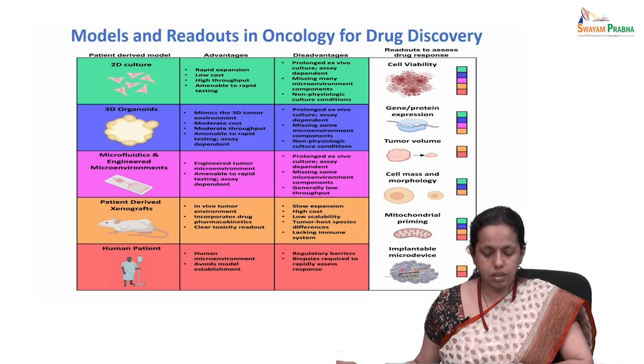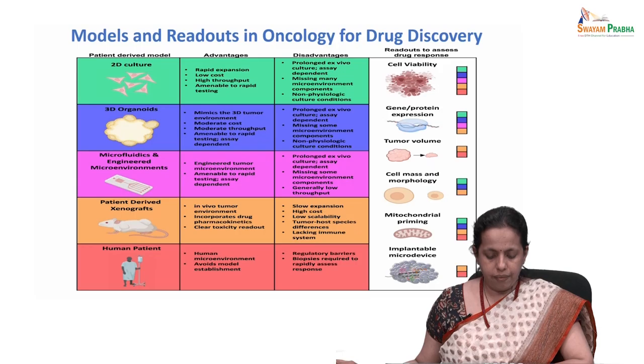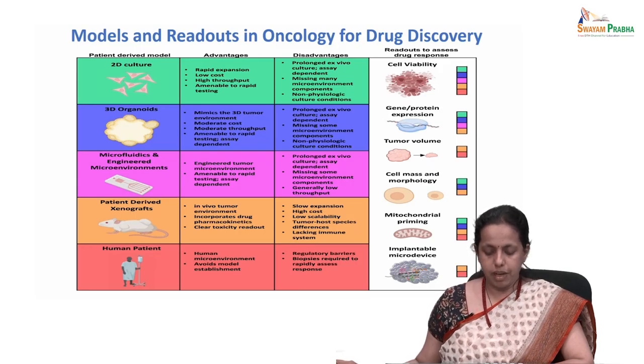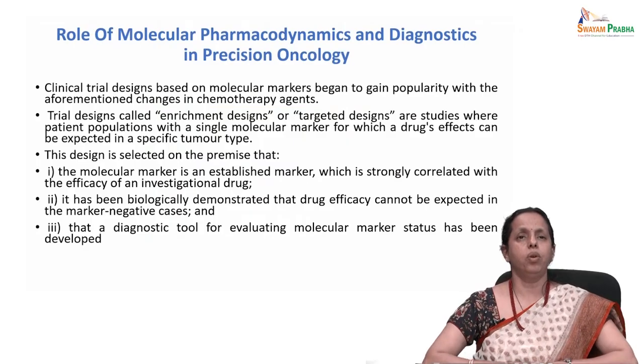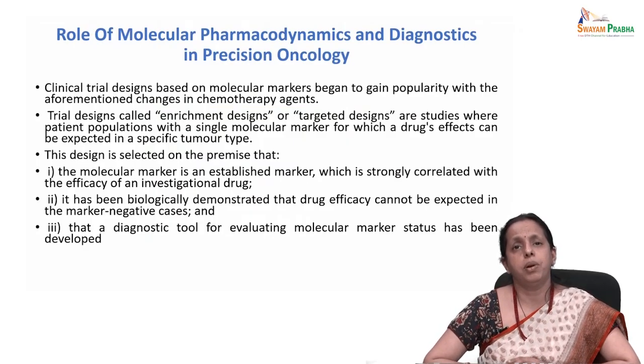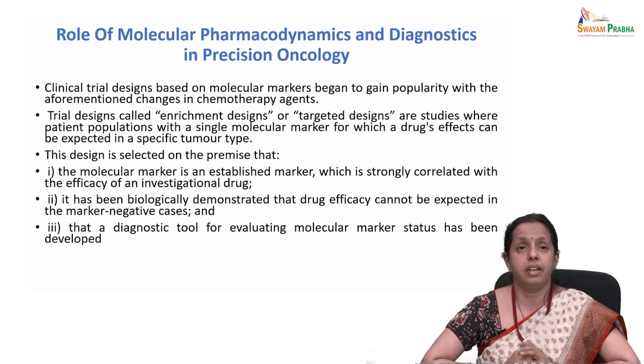Everywhere you have the gene expressions, then you look at the tumor volumes. For example, with these organoids, you look at the size of the tumors, then the cell mass and morphology, and if it's a micro device, an implantable micro device. Now, what is the role of pharmacodynamics and diagnostics in precision oncology? This is very important for your clinical trials, or to progress.